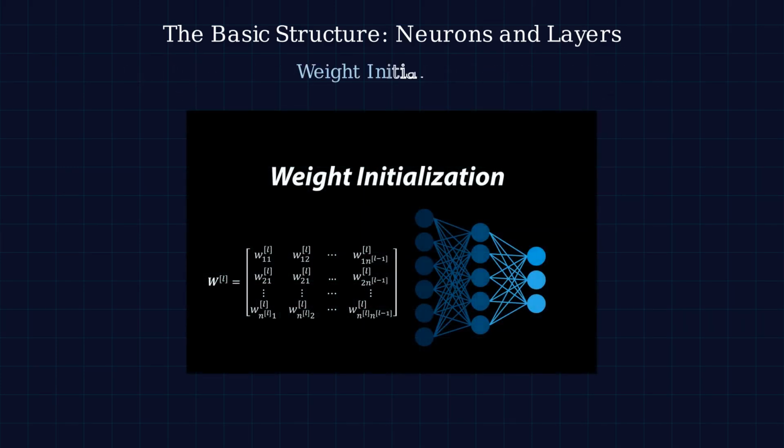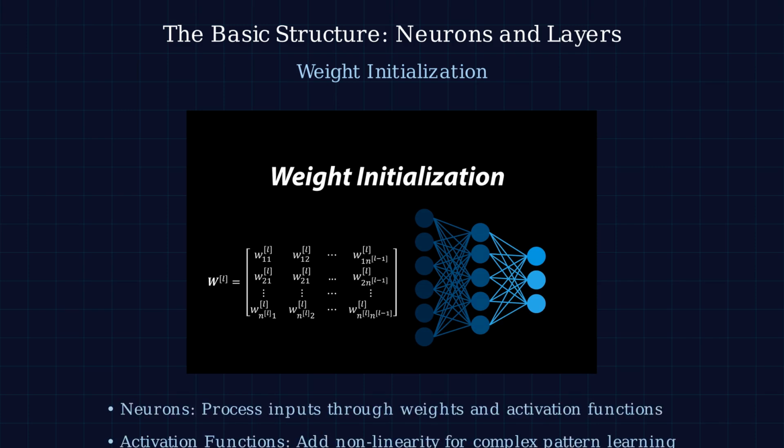The arrangement and number of these layers define the network's architecture. The connections between neurons are represented by weights, which are typically initialized randomly and adjusted during training. The power of neural networks comes from this layered structure. By stacking multiple layers of neurons, the network can learn increasingly complex representations of the input data.